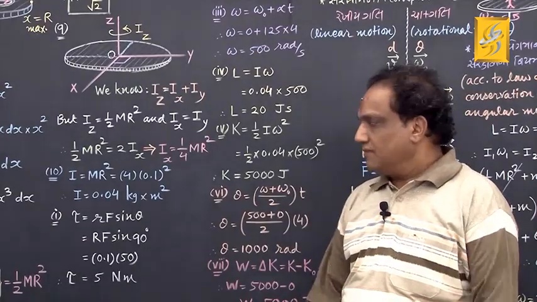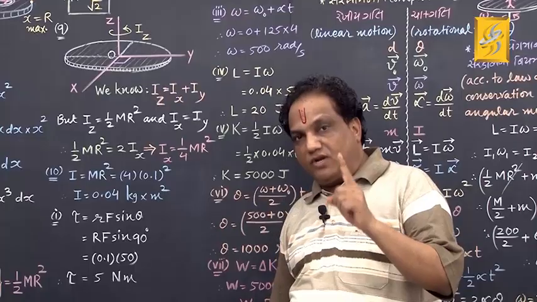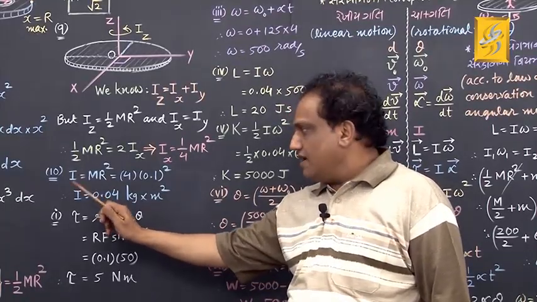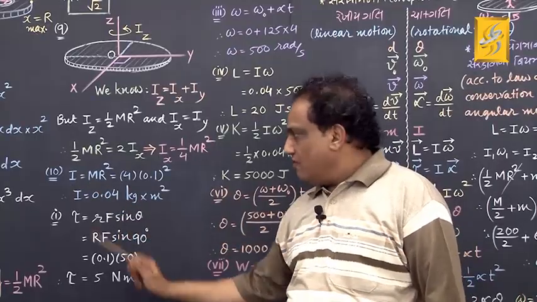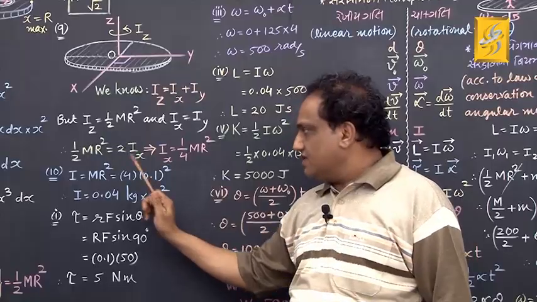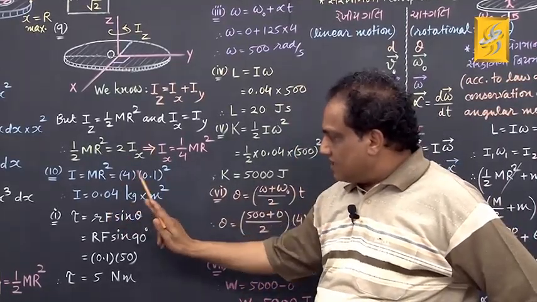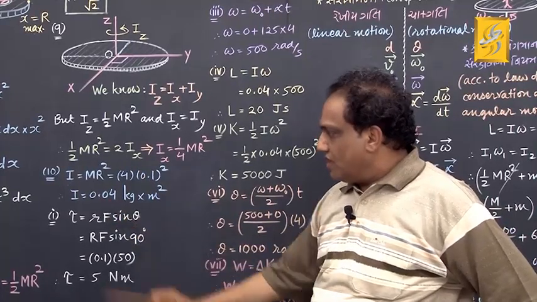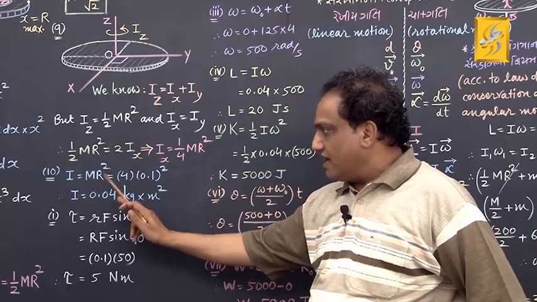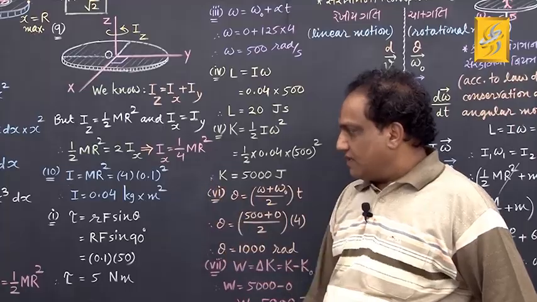Look, we are given an extremely thin hollow cylinder for which the moment of inertia is I equals mr square. What is the mass? 4 kilogram. Radius is 0.1 meter, and it is squared. Now this into this, the answer is 0.04. SI unit of moment of inertia: for mass it is kilogram, for radius square that is meter square, so kilogram into meter square.